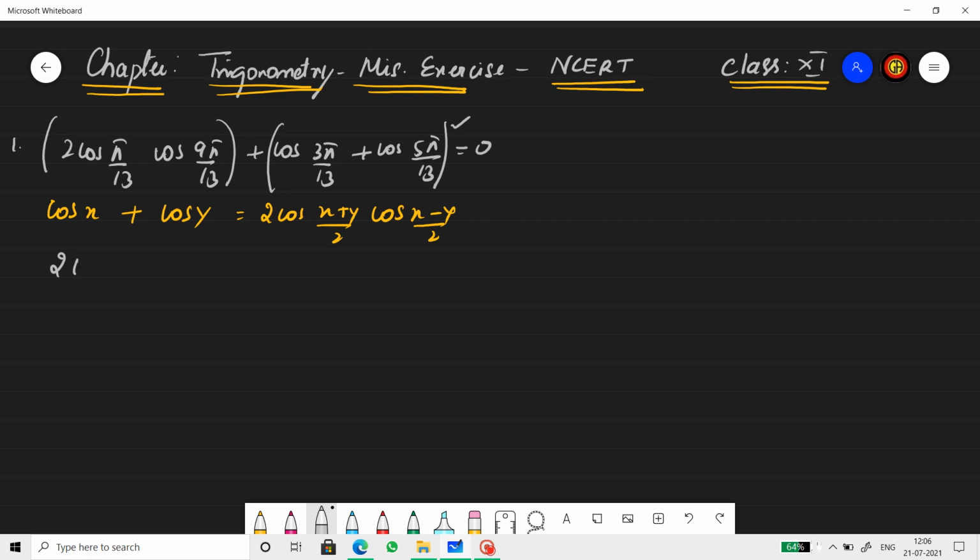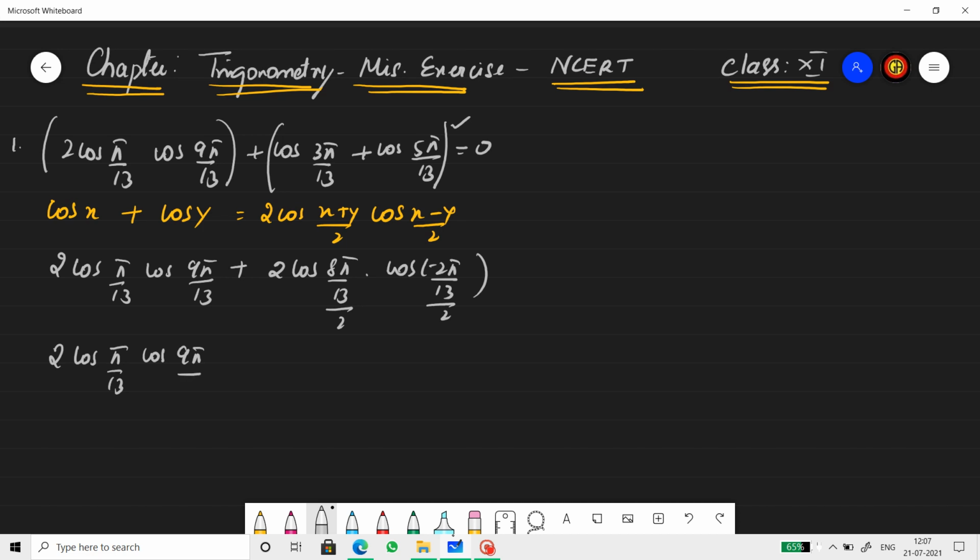So then it's 2 cos pi by 13 cos 9 pi by 13 plus 2 cos (3 pi plus 5 pi, that's 8 pi by 13) by 2, because it's x plus y by 2. X is 3 pi by 13, y is 5 pi by 13, and by 2, so that's why. And into cos (3 pi minus 5 pi, that's minus 2 pi by 13) by 2. We know that cos of minus theta is cos theta, so the minus will not come out. This will be cos 2 pi by 13 into 2.